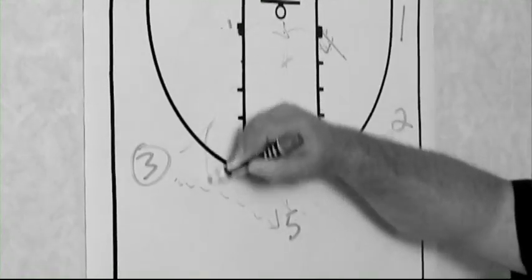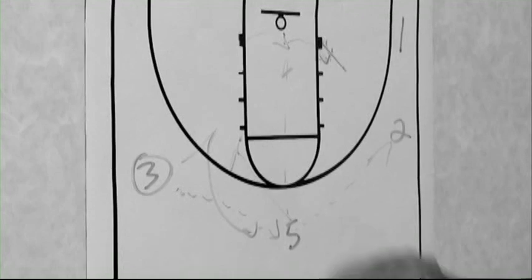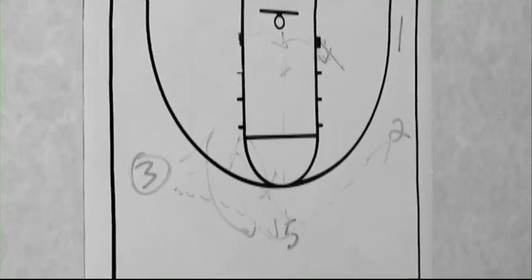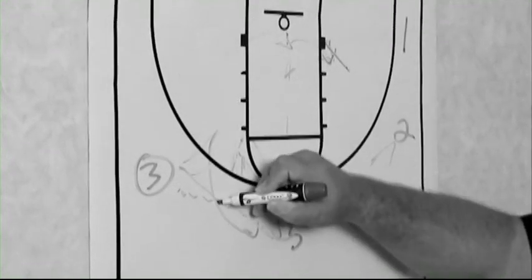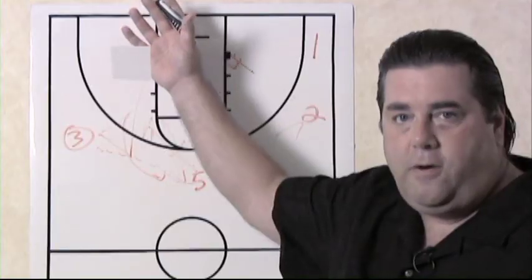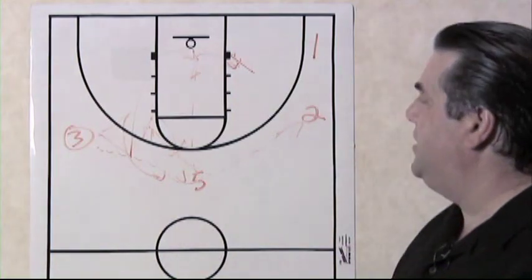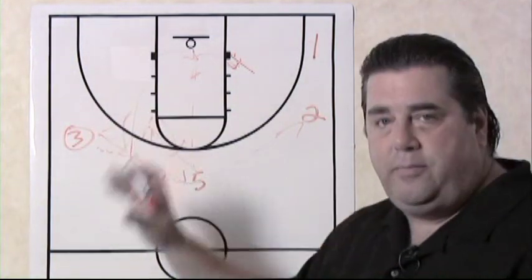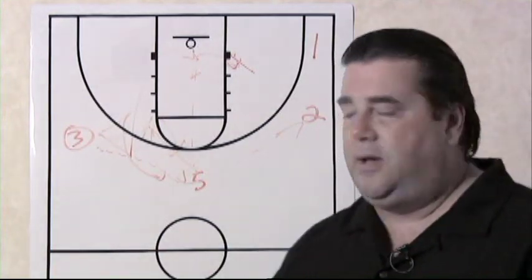5 can screen away from 3 and come to the top. 3 could come in and set a back screen for 5 and lob to the basket. 5 could screen away. 3 could fake the screen and cut to the basket and look for the ball. If he doesn't get it, he'd come back out to the top. But whatever options you use, and again, you can tell 3 and 5 to be very creative and to work and to read the defense on this.